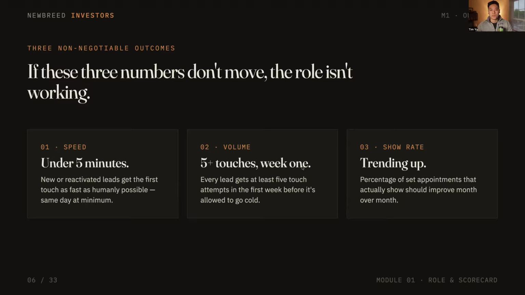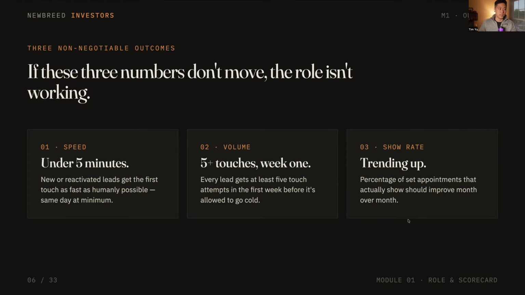They are putting in the volume and they have full-time salary employees doing that. Okay. Now, number three, this is what's super important for your acquisition managers: the show rate. As time goes on, this number should be trending up, right? The percentage of set appointments that actually show should improve every single month through training, through automations that you guys build, through understanding the psychology of how to set appointments. That's what actually gets improved over time. Everything else is grit. Okay.